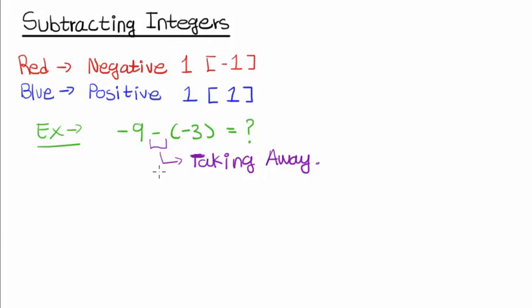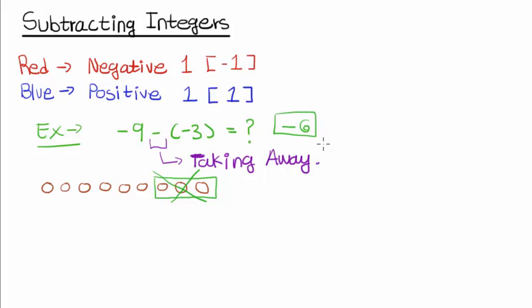So here's what we get. So here are my 9 circles, and in order to represent me taking away -3, I simply take out 3 of the 9 red circles that you have. So after I take out the 3 negative circles that you have, you are left with 6 red circles, meaning your answer is -6. Okay, now let's move on.